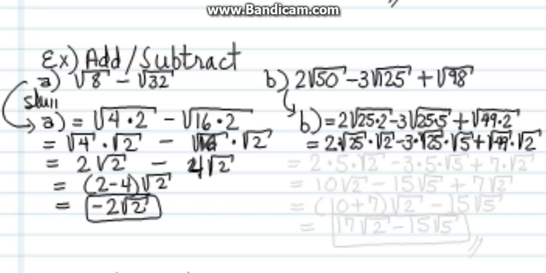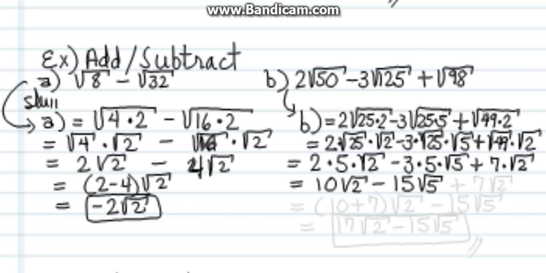Okay, so that simplifies evaluating the square roots. 2 times 5 times the square root of 2 for the first term, minus 3 times 5 times the square root of 5, plus 7 times the square root of 2. Let's do a little simplifying. We get 10 square root of 2 minus 15 square root of 5 plus 7 square root of 2.